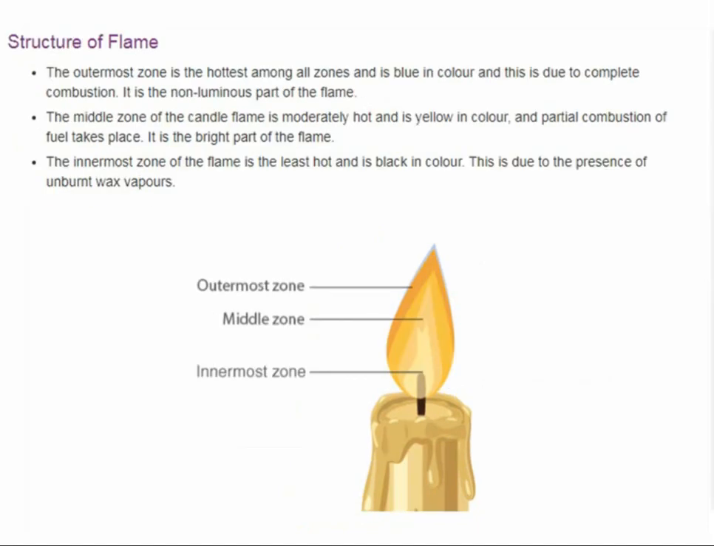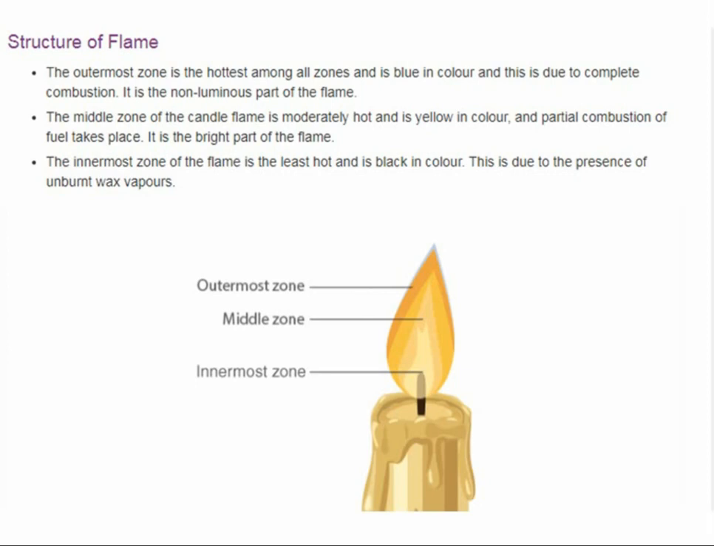Now we have the structure of flame. The outermost zone is the hottest among all three zones, is blue in color, and is due to complete combustion. It is the non-luminous part of the flame that I told you earlier. The middle zone of the candle is moderately hot and is yellow in color. Partial combustion of fuel takes place. It is the bright part of the flame, the visible part that we see.